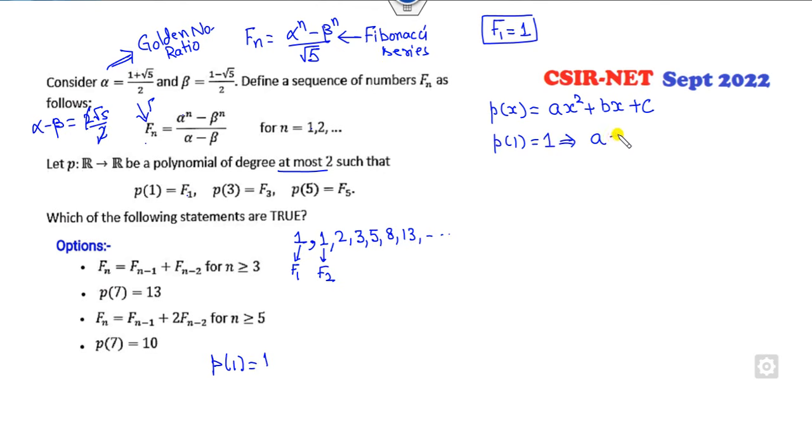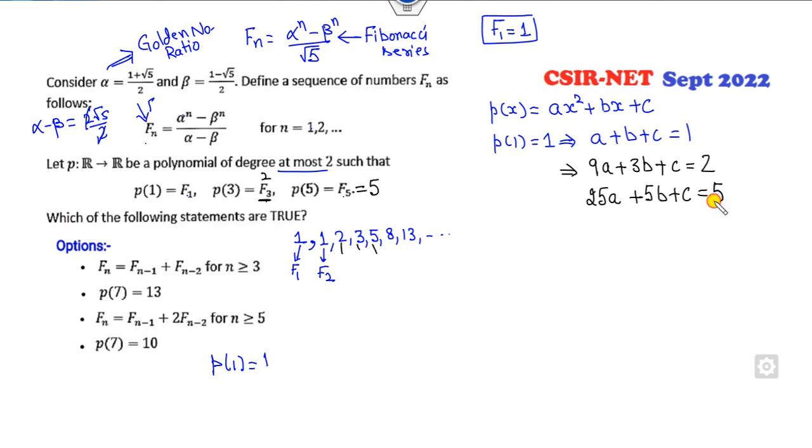It means a plus b plus c is 1. What is F3? F3 is 2. So F3 is 2 means 9a plus 3b plus c is 2. P5: 3, 4, 5, this number is 5. So 25a plus 5b plus c is 5. Fine. Now look at the option. This is called the Fibonacci series, and because the 2 is cancelled, your target is to find P7.